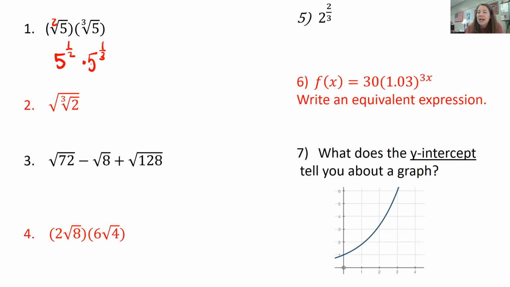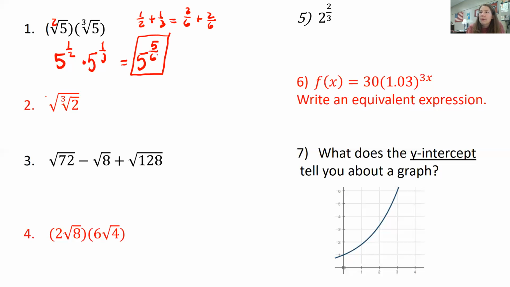Now we have 2 numbers that have the same base. What is the rule for the exponents? We're going to add them. So now we're going to add 1/2 plus 1/3. We need common denominators, of course, so we're going to use the denominator of 6. That becomes 3/6 plus 2/6. And so the final answer is 5, because we don't multiply our bases, right? We just bring our base over. So 5 to the 5/6. That is the answer to the first one.